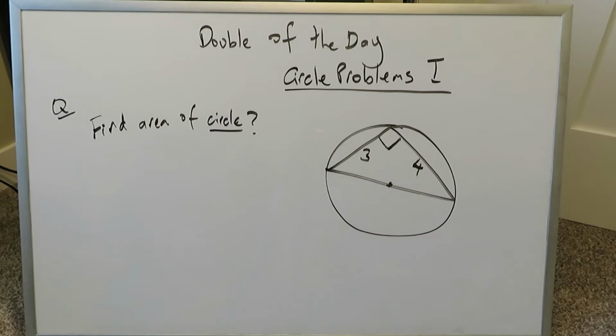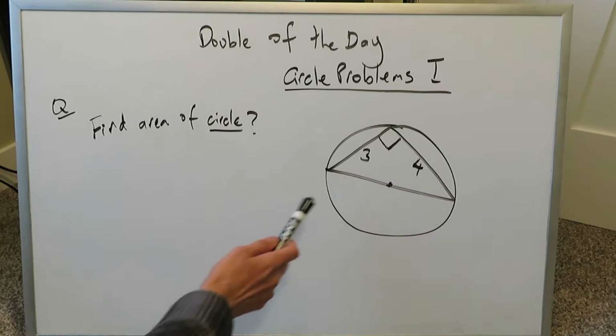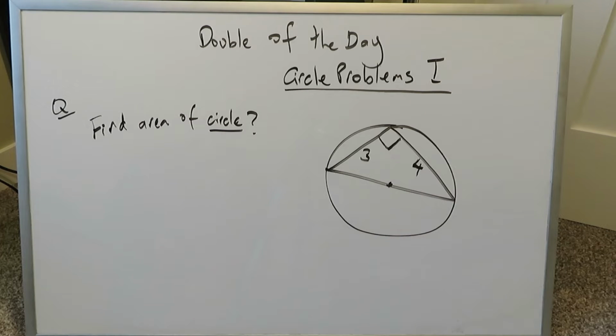You are joining me for a circle problems video, a highly relevant video. Find the area of the circle that's present before you. Within that circle we have a diameter which represents the hypotenuse of an inscribed right triangle. One side is a 3, the other side being a 4. You have to find the area of that circle.